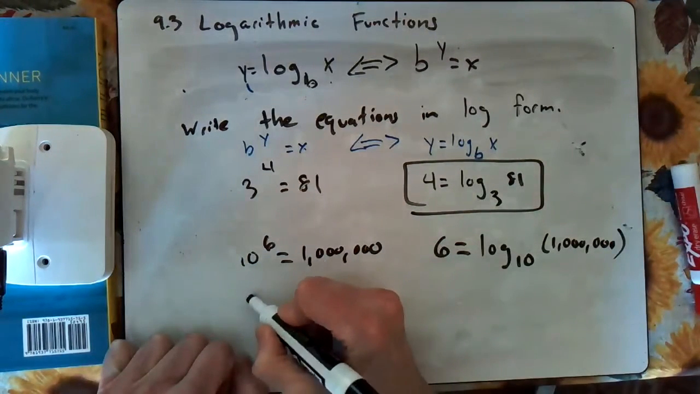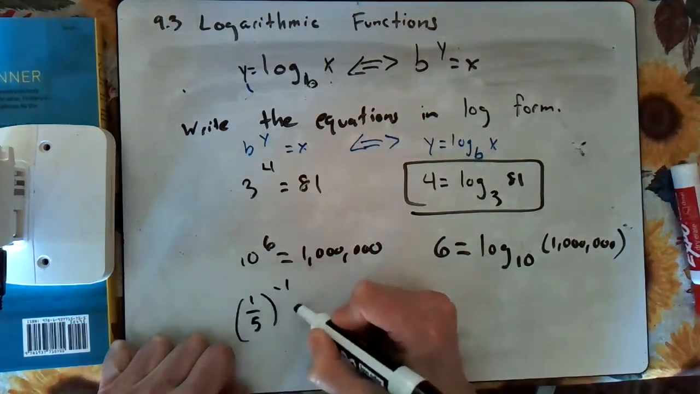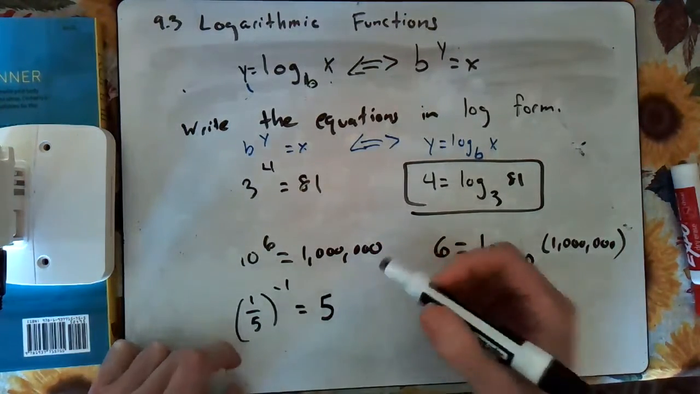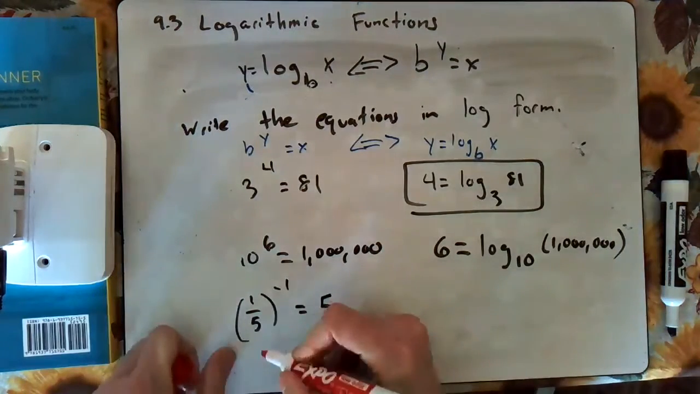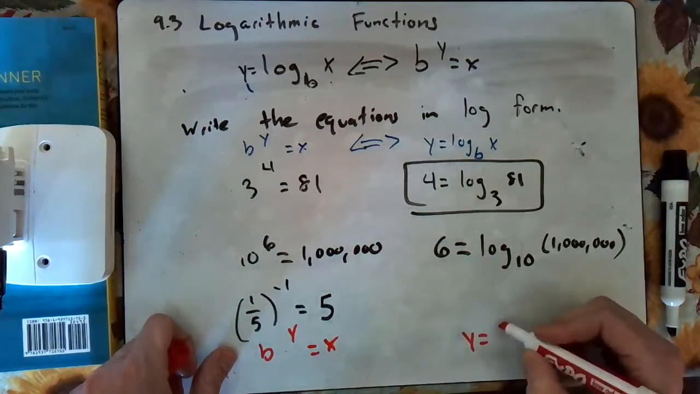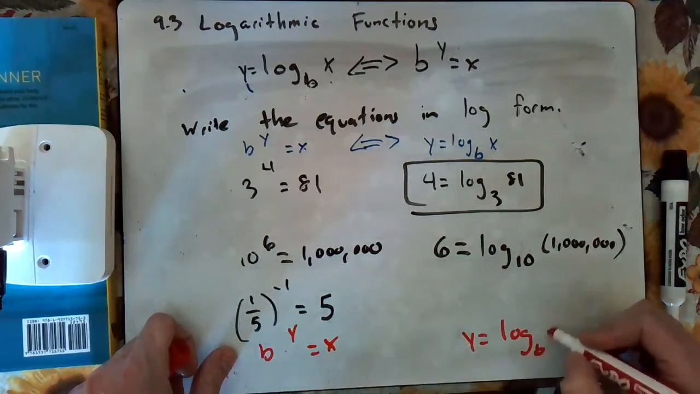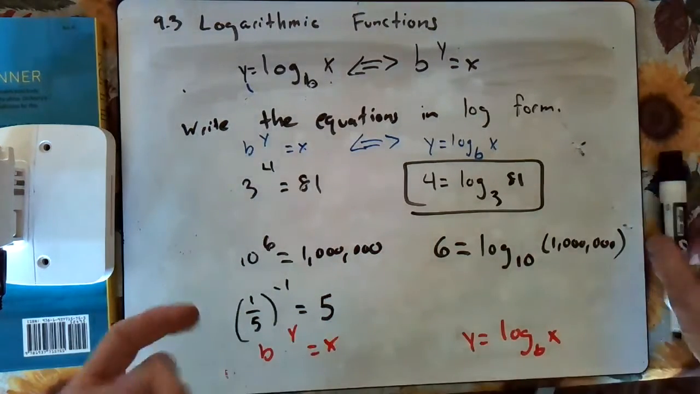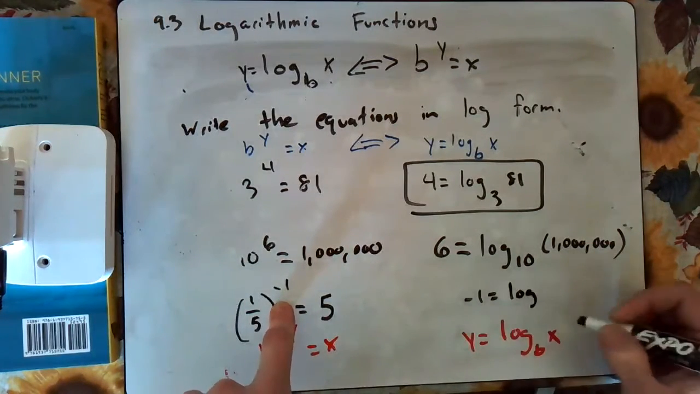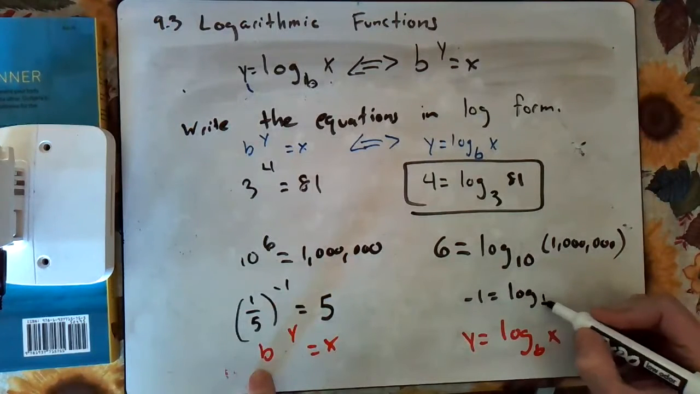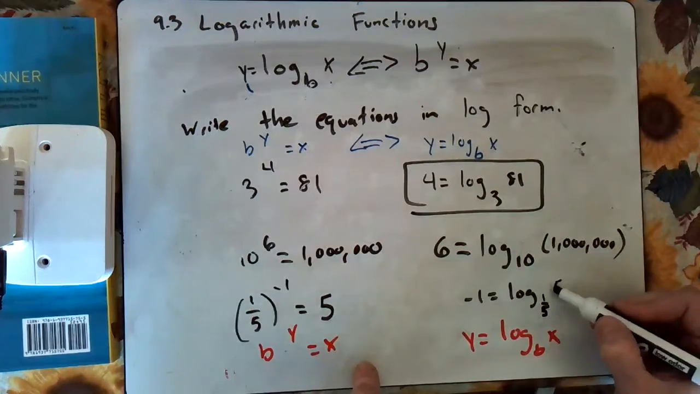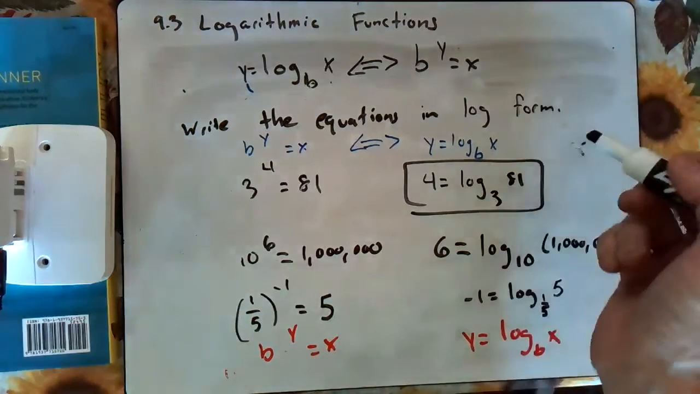What if I have 1/5 to the negative 1 power equals 5? Again, this is still b to the y equals x, and then we need to convert it into y equals log base b of x. So let's do that. What's the y right here? Negative 1 equals log base 1/5 of x. What's x? X in this case was 5. And that's all that there is to it.